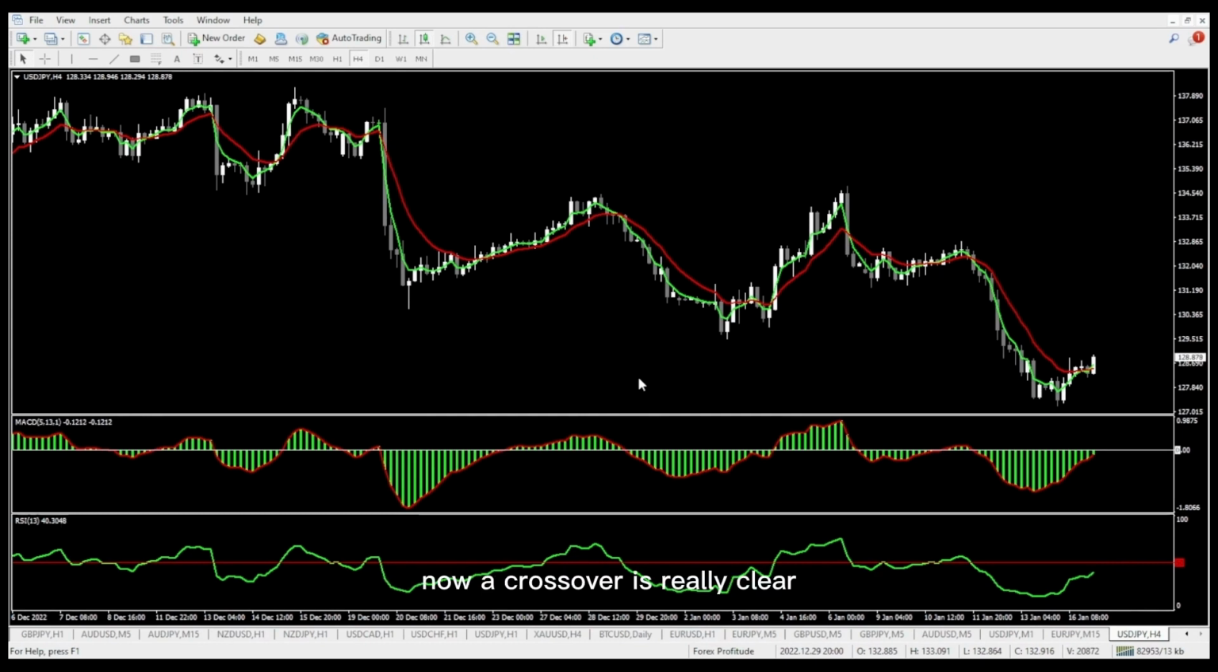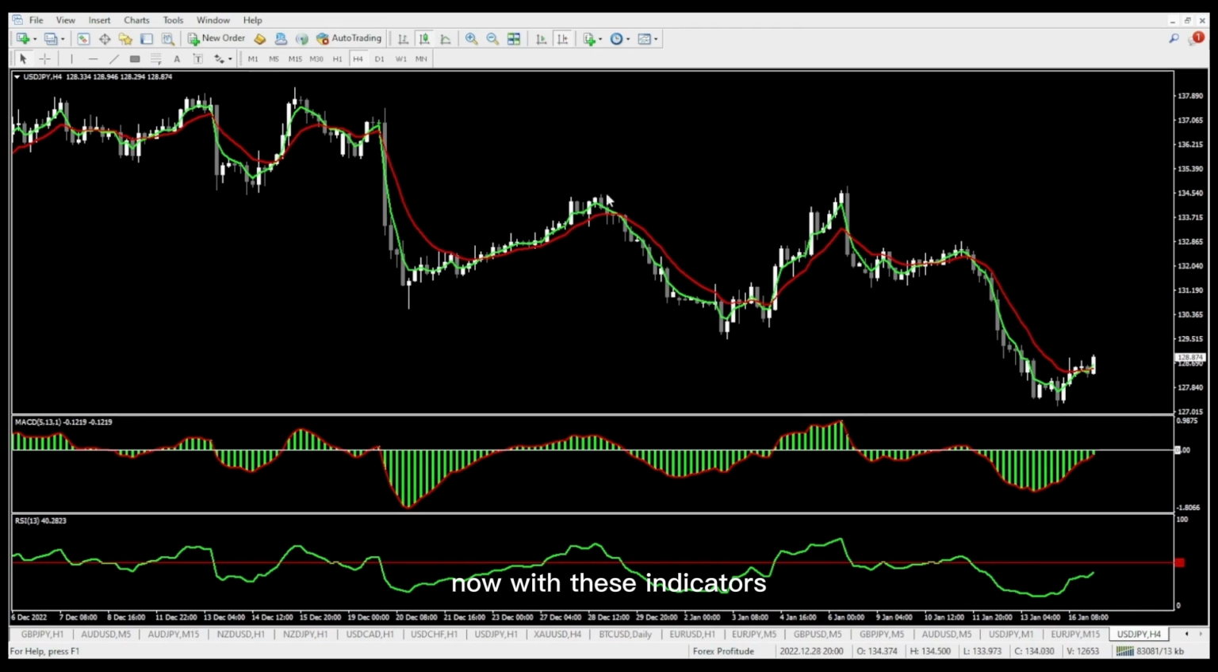Now, a crossover is really clear. A crossover is something that is hard to ignore. And when you get a crossover, whether it's the moving averages, whether it's the MACD, whether it's the RSI, they're very clear. They're not something that is ambiguous. You're not going to debate whether or not it is a crossover.